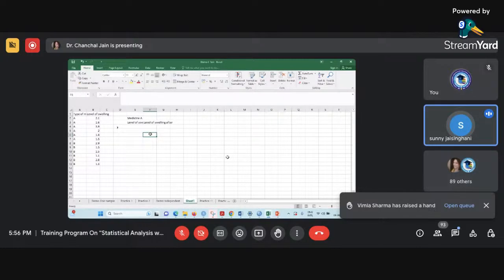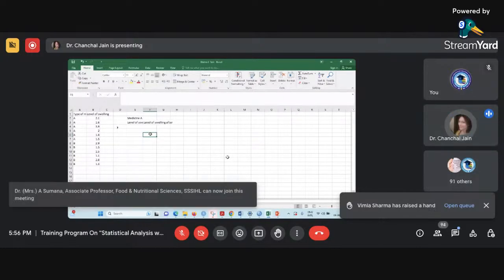But if you are taking your data in this format, fashion, in this manner, in that case, you can go for independent sample t-test. Is it clear to you?